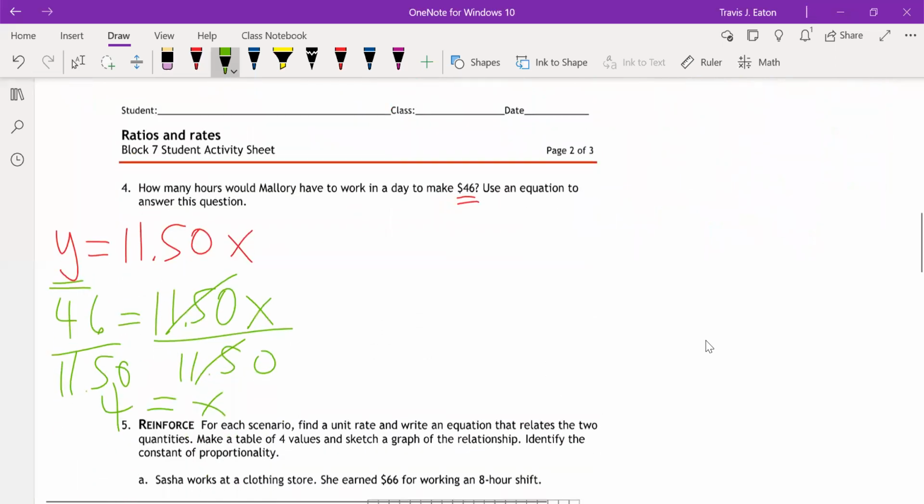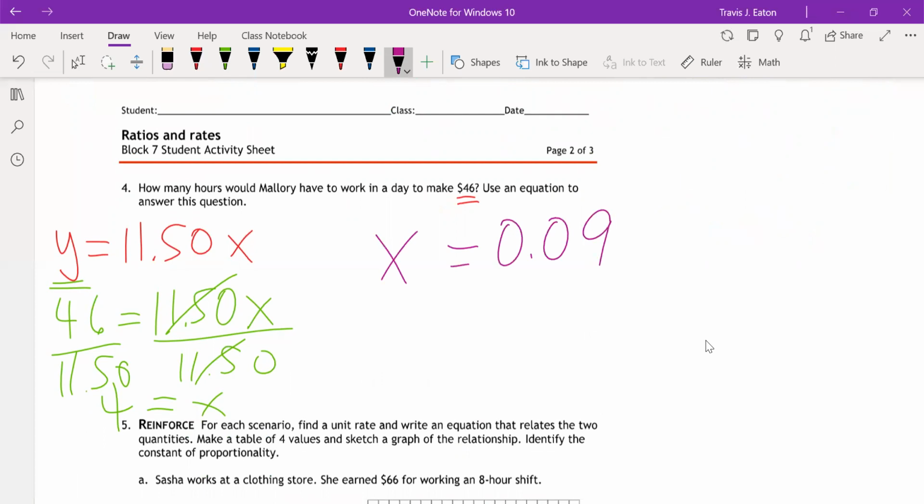So let's look at it this way. The number of hours that she would have to work would be equal to 0.09 multiplied by the amount of money that she wants to make. So we would rewrite this as X is equal to 0.09 multiplied by that 46.